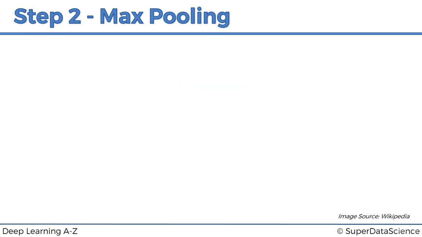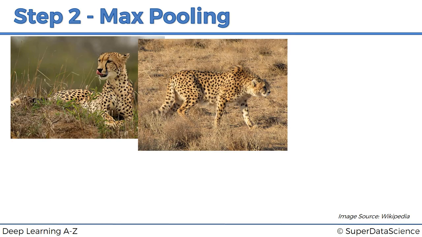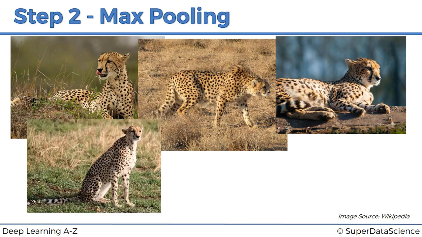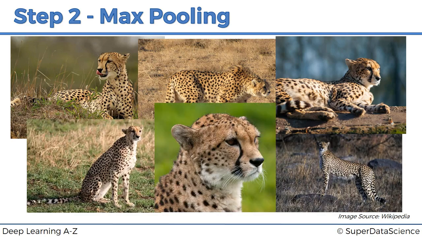What if we have lots of different cheetahs? Here's a cheetah, here's a cheetah, here's another cheetah, here's a cheetah, here's a cheetah, and here's a cheetah. And we want the neural network to recognize all of these cheetahs as cheetahs. And how can it do that if they're all looking in different directions? They're all in different parts of the image. Their faces are positioned in different parts of the image. Somebody's on the right hand side, somebody's in the left corner, somebody's in the middle. They're all a bit different.